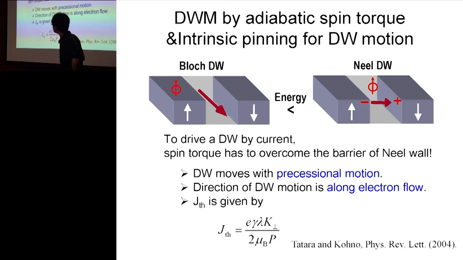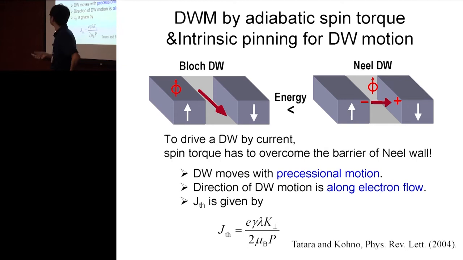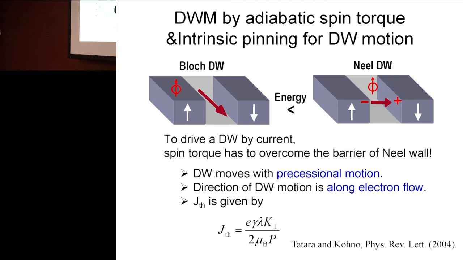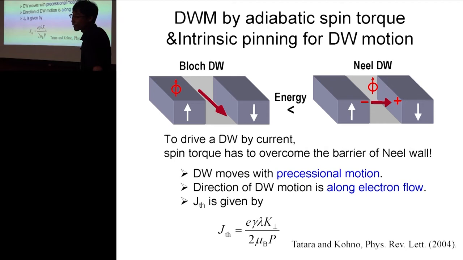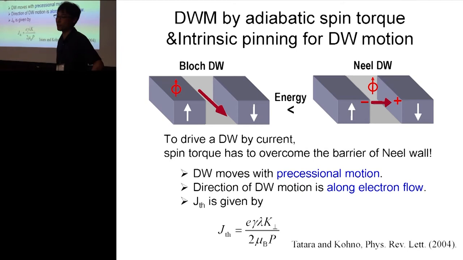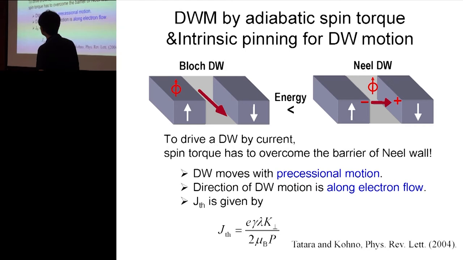The reason for this Néel-type domain wall is that if you have another type, called a Bloch domain wall like that, then you have magnetic charges here and there, which increases magnetostatic energy in the system. That's why the system prefers the lower energy state for the domain wall.